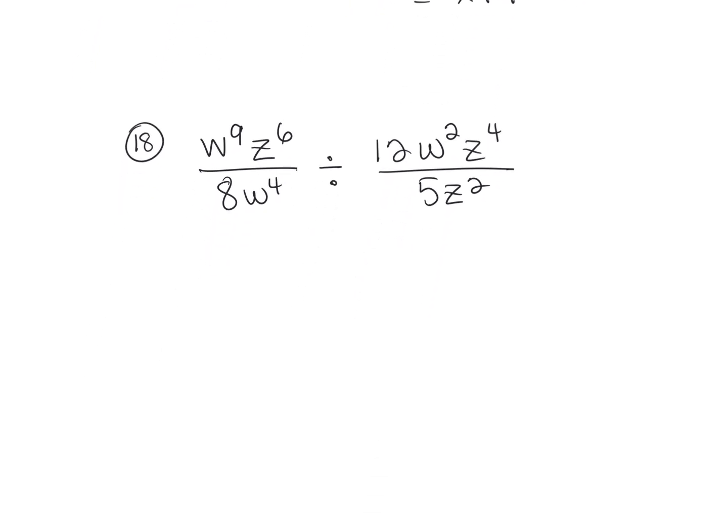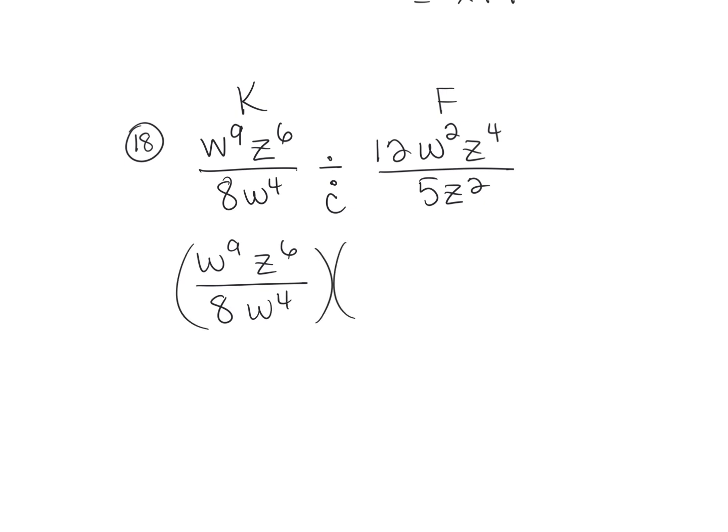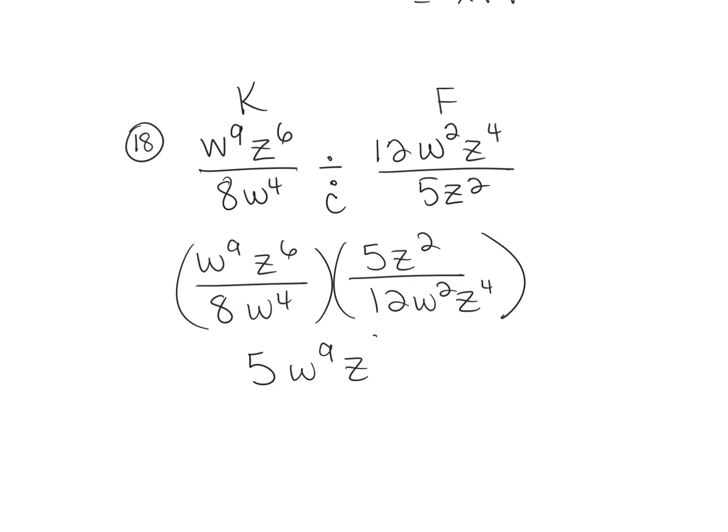18 says to divide. You can do this a multitude of ways. I am going to keep this one, flip this one, and change this to multiplication. So I have w to the 9th, z to the 6th, over 8w to the 4th. And now I'm going to multiply that by 5z squared divided by 12w squared z to the 4th. And then I'm going to multiply straight across. So I have 5w to the 9th, z to the 8th. And in the denominator, I have 96, w to the 6th, z to the 4th.